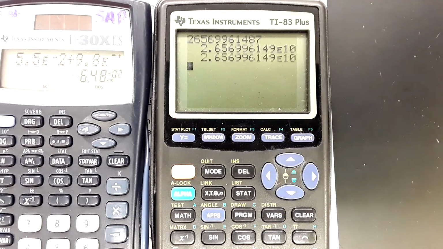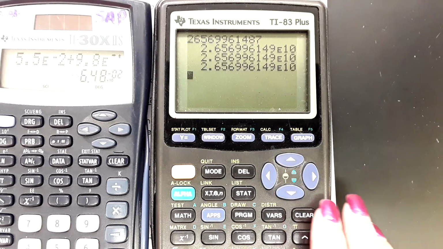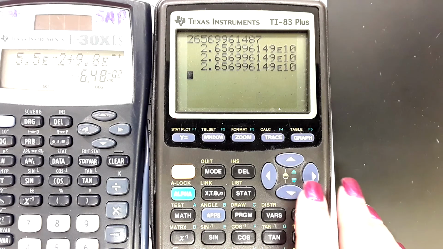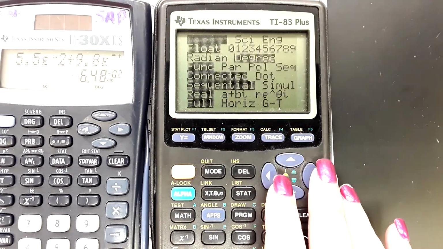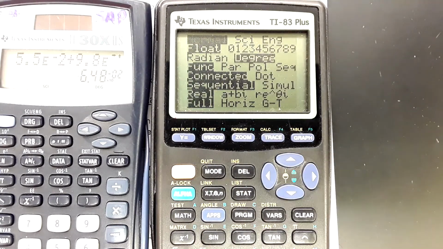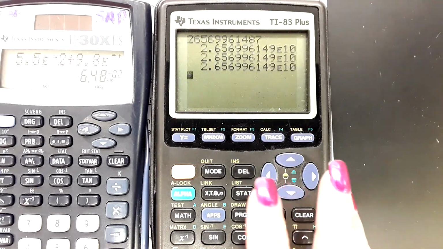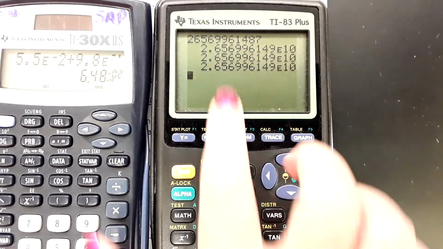Hit enter again, and it, oh, nope. I don't think it'll give it back to me. I don't know why it won't give it back to me, but it should. Yeah, because it's on normal now. I think it's because we already converted it. But in any case, it would have been right there anyway.